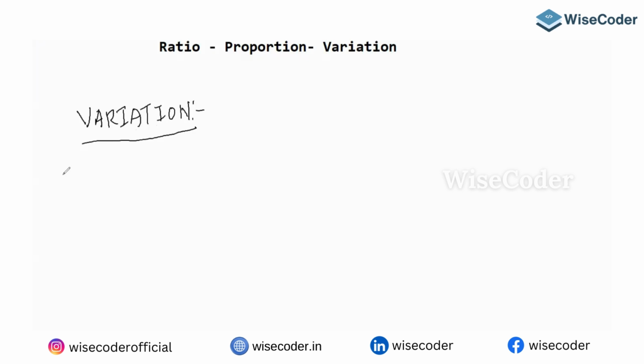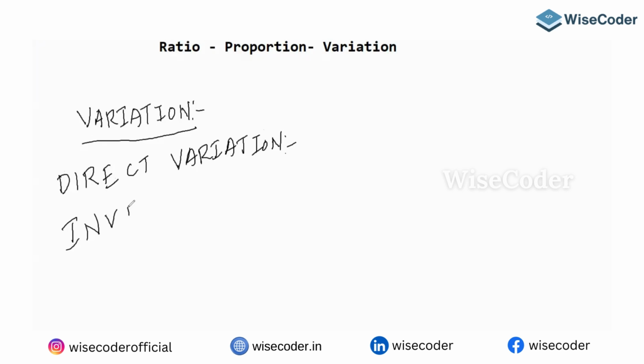There are two types of variations. The first one is direct variation, and the other is inverse variation. Direct variation and inverse variation.